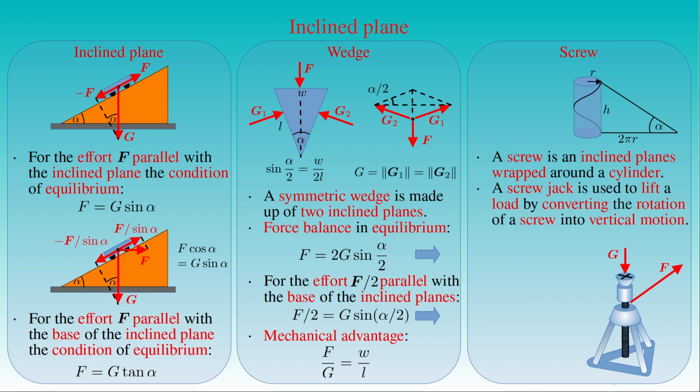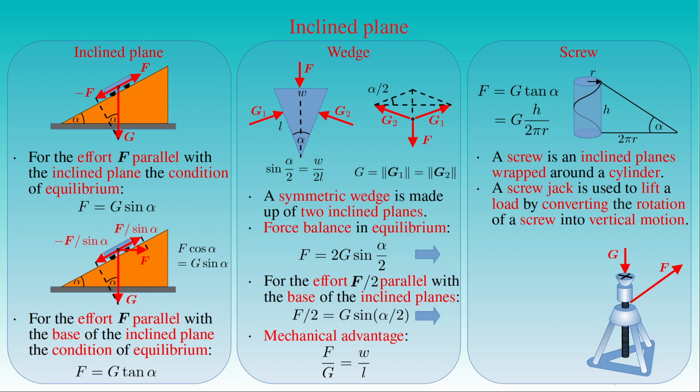As a result, the condition of equilibrium states that the magnitude of the effort F is given by the magnitude of the force G times the tangent of the inclination angle alpha. Since the right-hand side is equal to G times the ratio of the thread pitch h to 2 pi times the radius r, the mechanical advantage of a screw jack is given by the ratio of the thread pitch of its screw to the circumference of the screw.